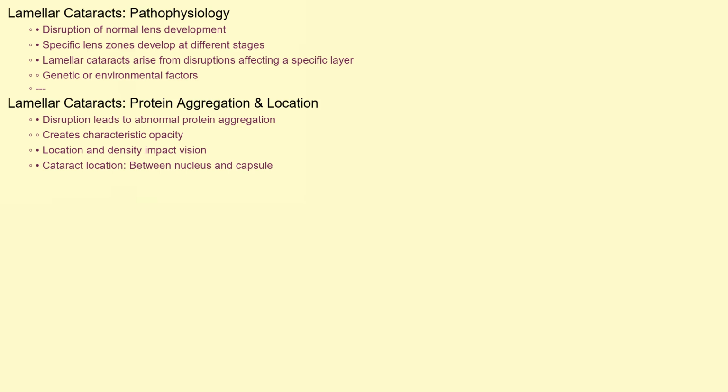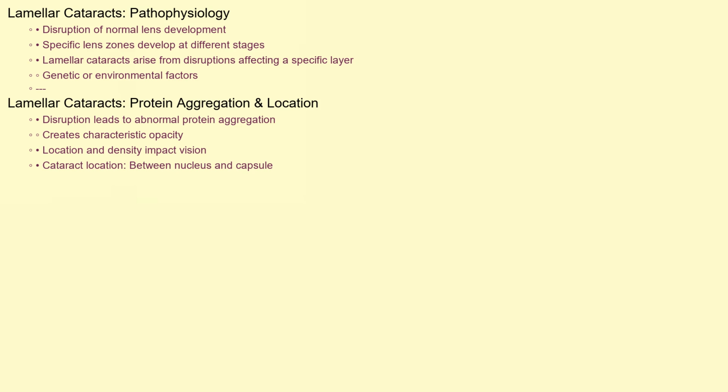The pathophysiology of lamellar cataracts centers around disruptions in the normal development of the lens. During lens formation, specific zones of the lens develop at different stages. A lamellar cataract occurs when a disruption, either genetic or environmental, affects a specific layer of the developing lens. This disruption leads to the abnormal aggregation of lens proteins within that specific zone, creating the characteristic opacity. The location and density of this opacity affects the degree to which vision is impacted.